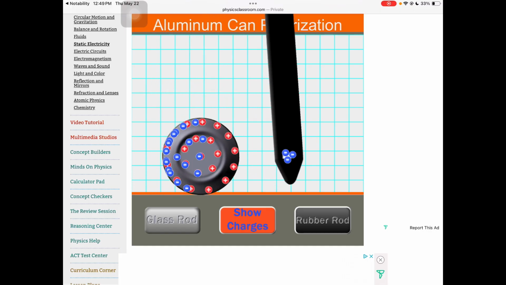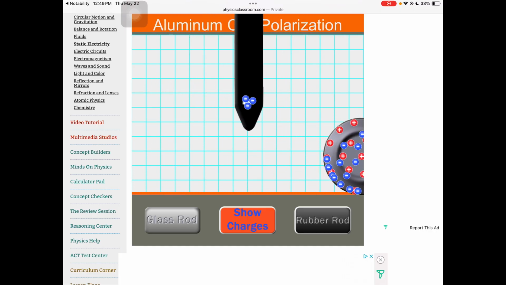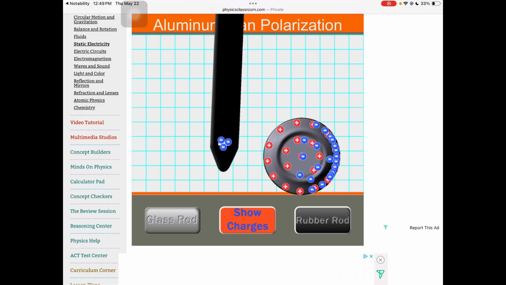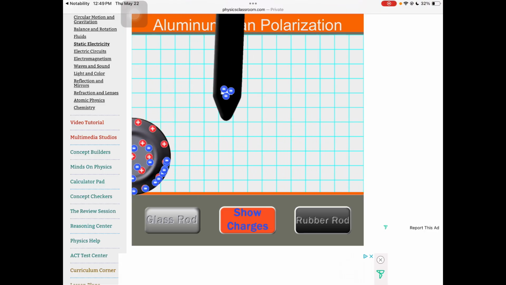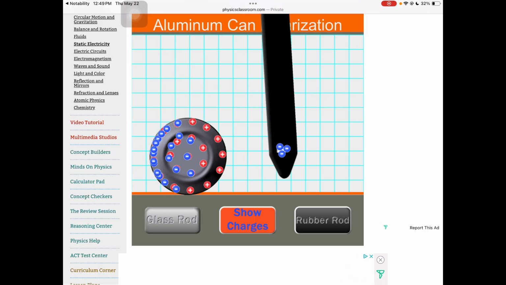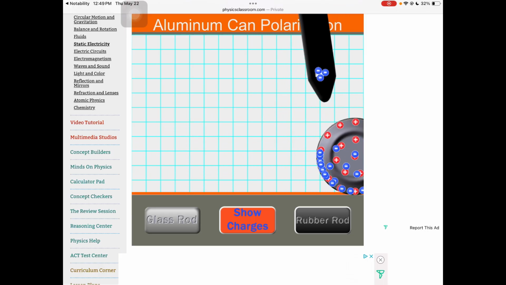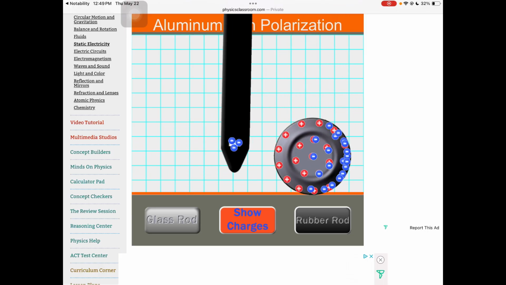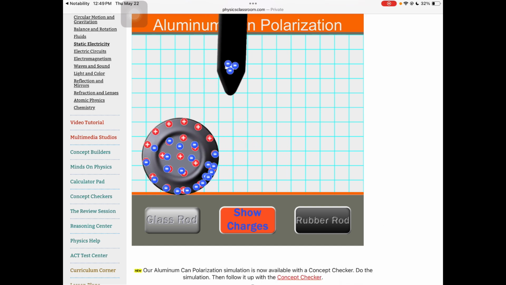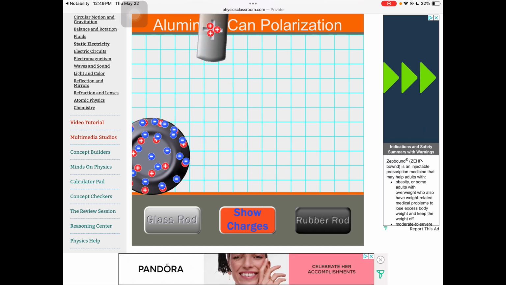If you have a neutral object and a charged object, they will always attract each other because the charges inside that neutral object rearrange themselves. They rearrange themselves so that the charges getting repelled are farther away, the charges getting attracted are closer, and this difference in distance is what causes that attraction.